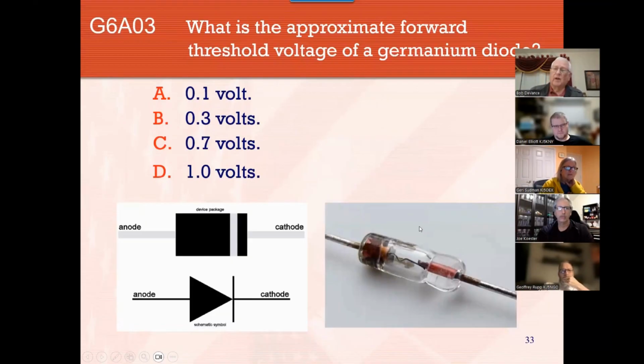They're normally very low frequency devices. The key to this one, though, is the forward voltage to turn it on is 0.3 of a volt. And this is the symbol for it. The symbol is the same whether it's silicon or germanium, but that's the symbol for a diode.